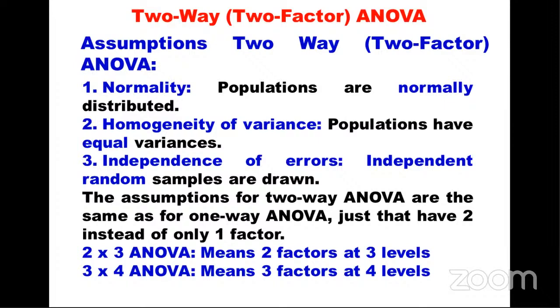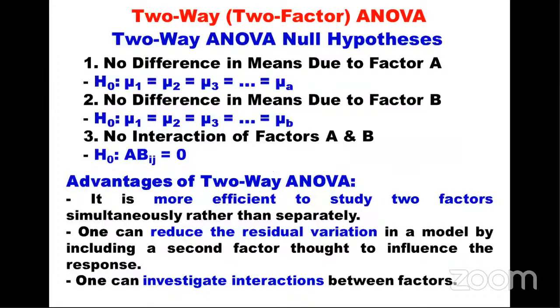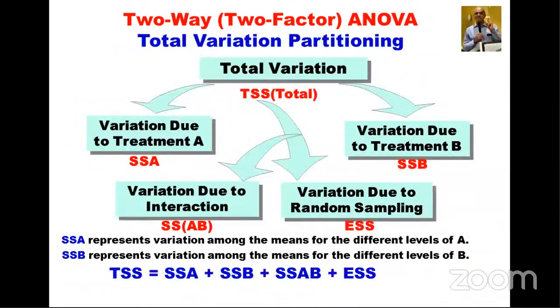Two-factor 3 level is known as the 2x3 ANOVA. Three-factor 4 level is known as the 3x4 ANOVA, and so on. Okay, so that is a two-way ANOVA. We understand this, and before the example, we will conclude the things of the first part.